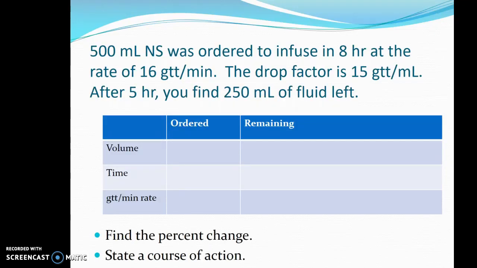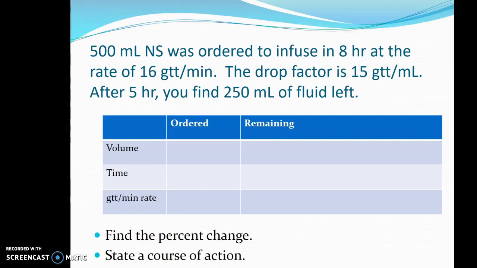As we read this problem, we see that 500 milliliters of normal saline was ordered to infuse in 8 hours at a rate of 16 drops per minute. The drop factor is 15 drops per milliliter. We already talked about that. That's one of the macro drip tubings. And then we have this last sentence. After 5 hours, you find that 250 mLs of fluid is left.